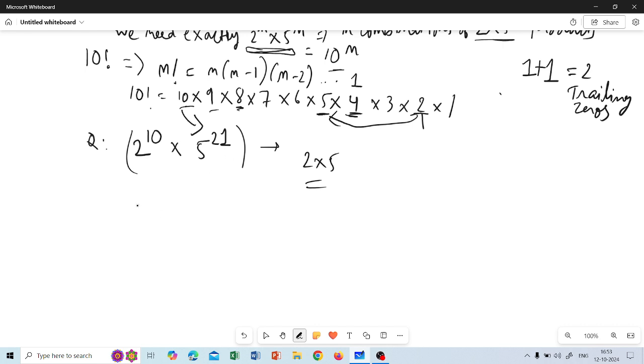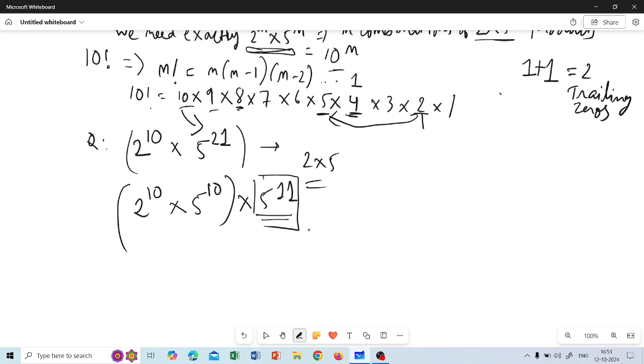So I'll keep the 2 power 10 as it is, but there are only 5 power 10. I can write this as 5 power 10 into 5 power 11. So there are only 10 5's and 10 2's, multiplication I'm talking about. But these additional 11 5 products don't add to any trailing zero. As you got my point, these 11 additional 5's don't add to the number of trailing zeros. So there are only 10 trailing zeros for this product.